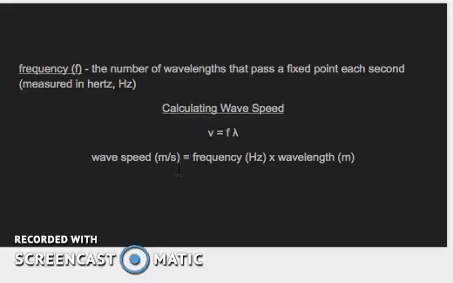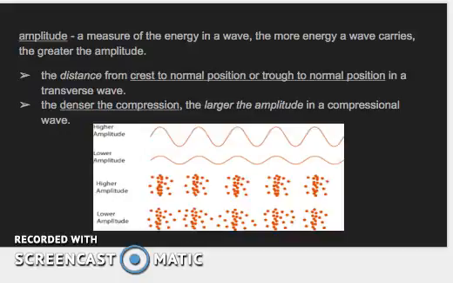And just remember, if you have the same type of wave speed for a wave that you're comparing, and you notice that the frequency goes down, then the wavelength has to go up, okay? Because frequency and wavelength are inversely proportional, okay? All right, we're going to take a look at our next topic, which is amplitude.